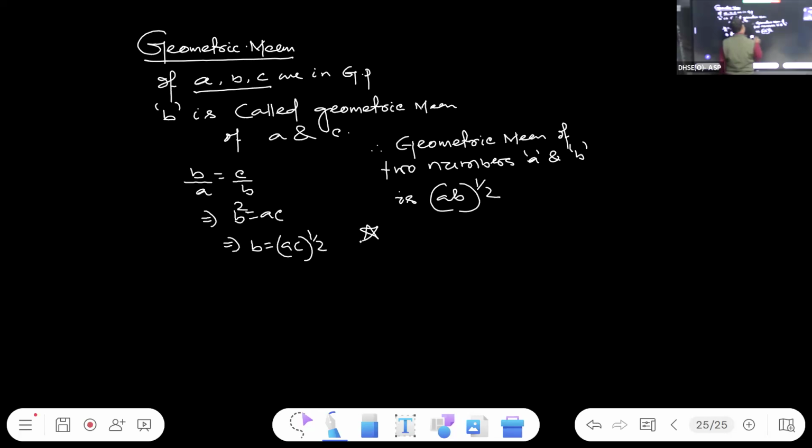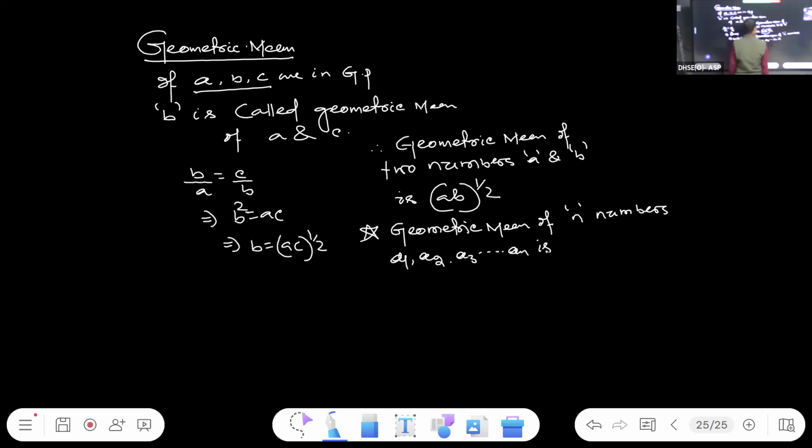The second note point: geometric mean of n numbers A1, A2, A3 up to An is A1 into A2 into A3 up to An, all to the power 1 by n.